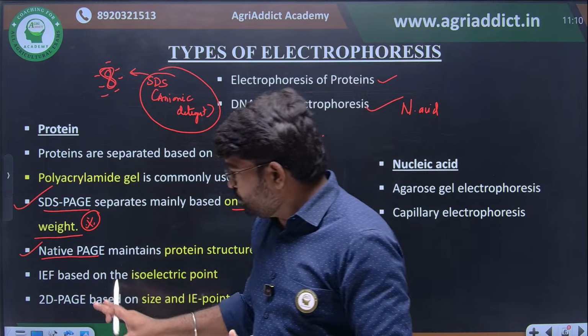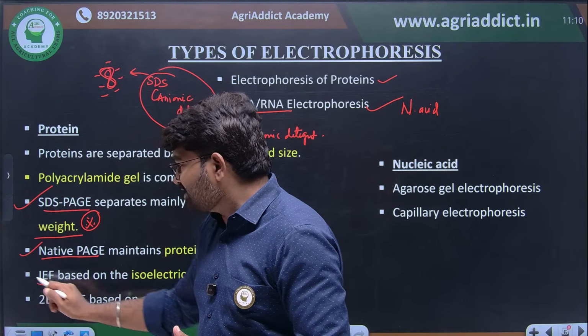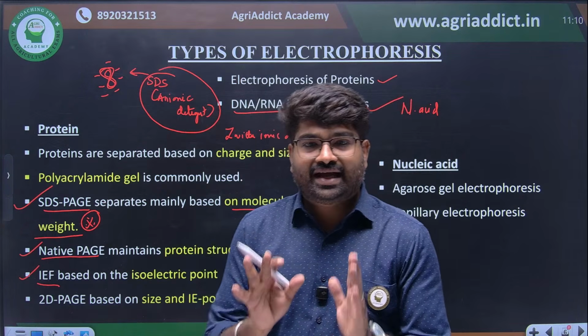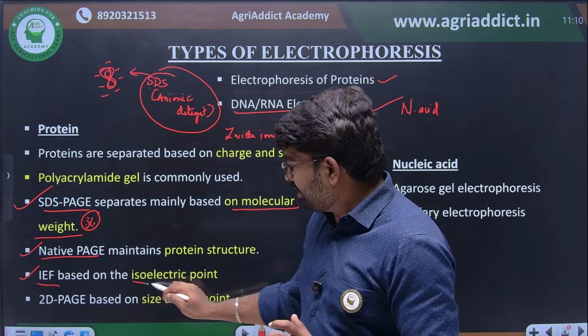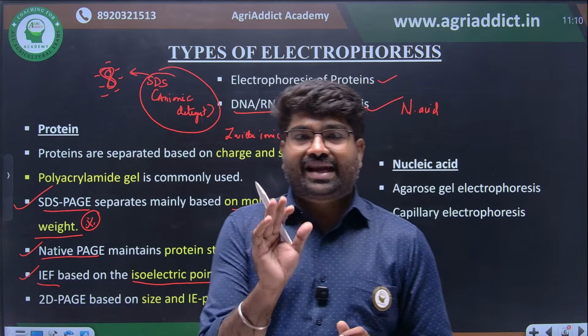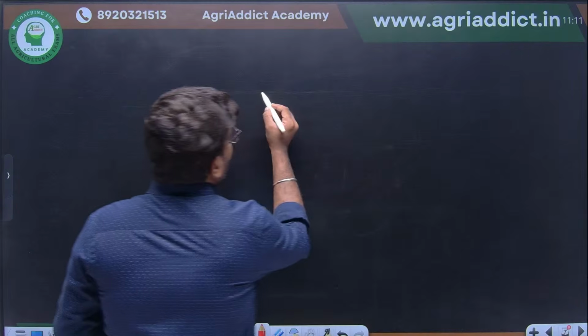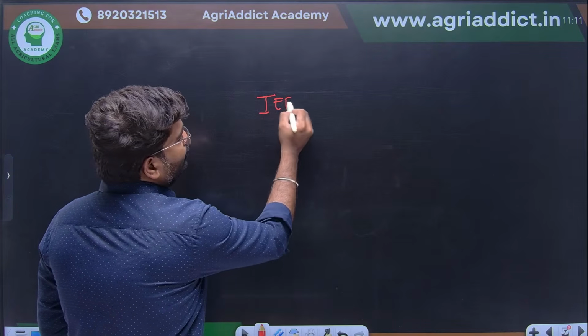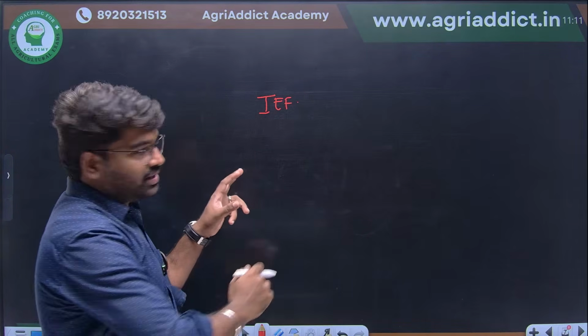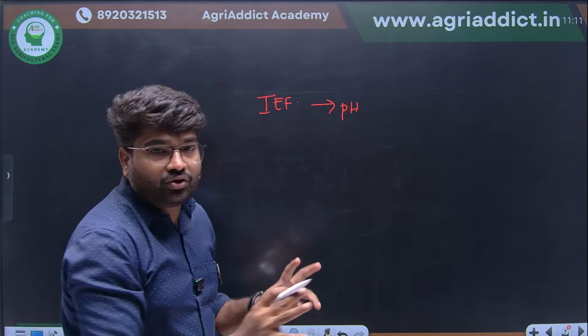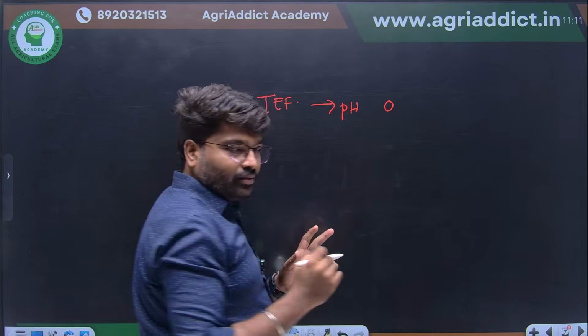Another most important thing is isoelectric focusing. Here, the proteins will be separated based on the isoelectric point. This you have to know. Isoelectric point means the pH at which the mobility of the protein is 0.